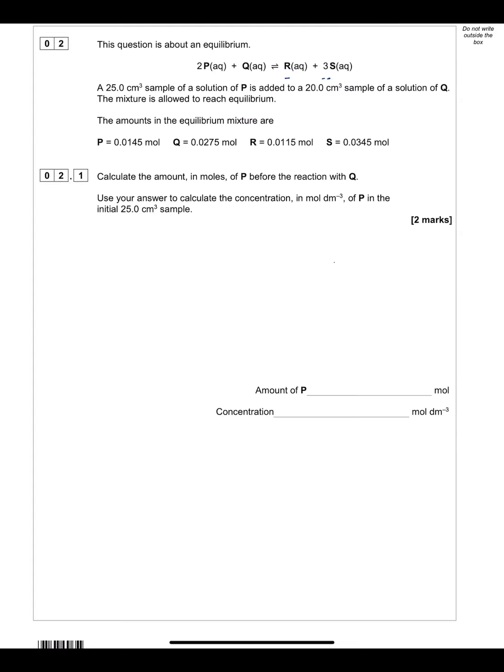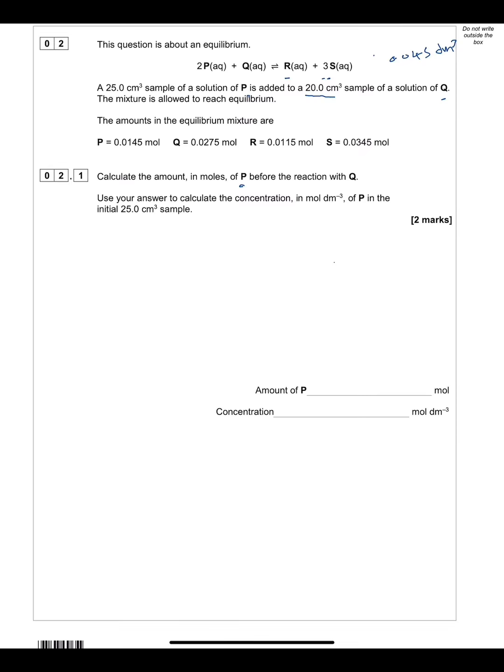They say that 25 centimeter cubed of a sample of a solution P is added to 20 centimeter cubed of a sample of a solution Q. That means the total volume of the reaction will be 0.045 decimeter cubed or 45 centimeter cubed. They also give you the amount in moles in the equilibrium mixture for all of the reactants and products. The first question asks you to calculate the amount in moles of P before the reaction with Q. To calculate the amount of P, you need to know exactly how many moles of P reacted.